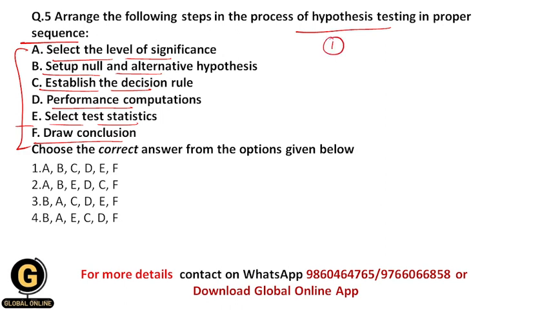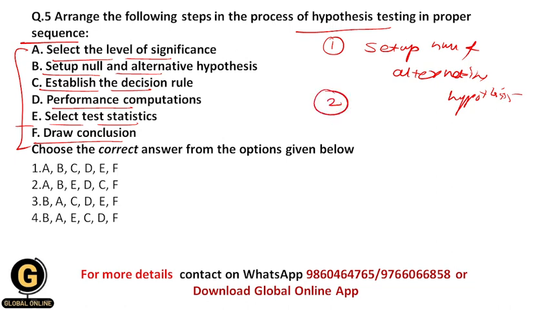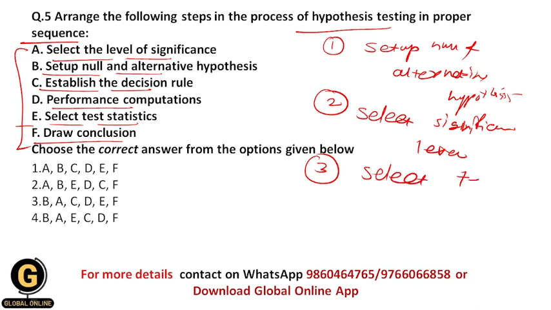So students, now I am going to tell you exactly the proper sequence of the process of hypothesis testing. So your first step should be set up null and alternative hypothesis. Okay, so first of all we need to set up the null and alternative hypothesis. Then your second step should be select significance level. Okay, then third step should be select test statistics. Okay, then fourth step should be establish decision rule.